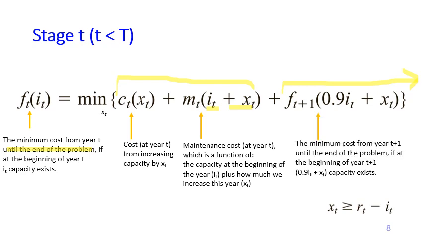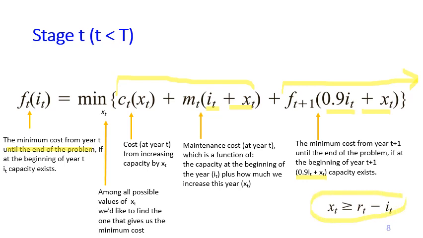And then for t plus 1, the state becomes 90% of what we have at the beginning of year t, which we may still use, plus what we built this year, x_t. So at the beginning of year t plus 1, we have 0.9 I_t plus x_t. And then among all possible x_t that we may decide, we pick the one that gives us the minimum cost. That's why you write down minimum and then below it you write down x_t.